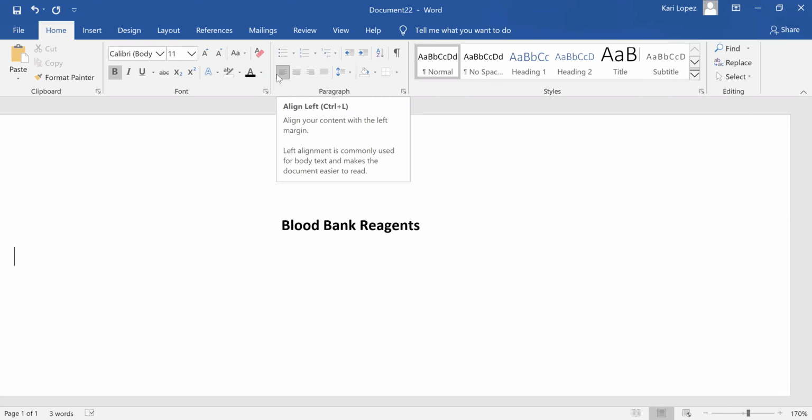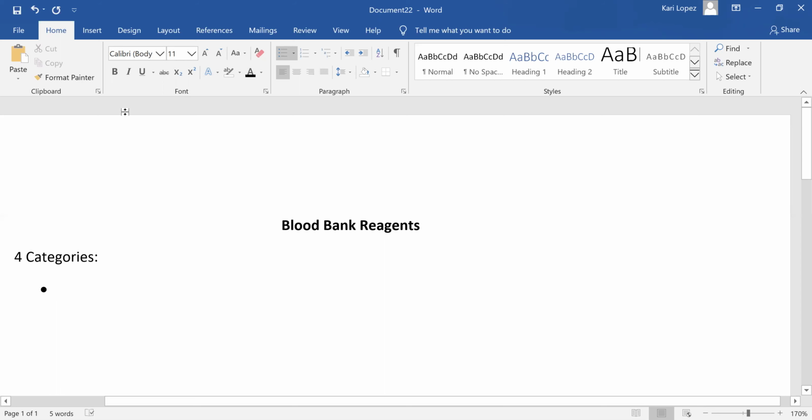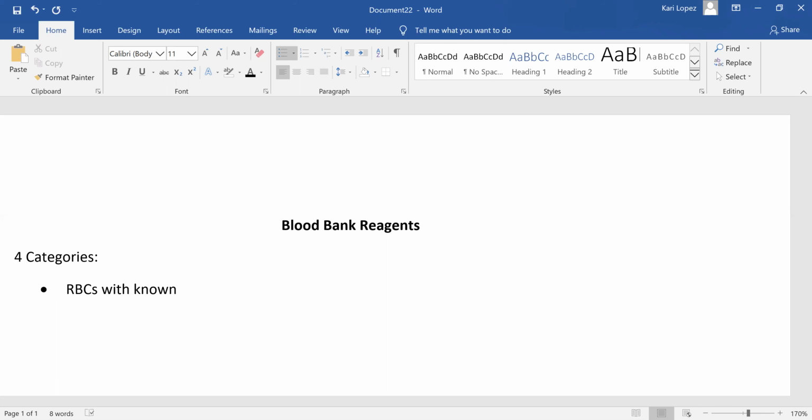Now there are four general categories. There's going to be red blood cells, with known, do you know if it's known antigen or antibody? Your red blood cells are always going to be known antigens. Then you've got anti-sera with known, that's going to be antibodies.